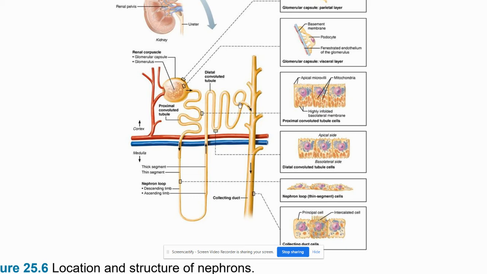And then this is going to go to the collecting duct. You can see the collecting duct has all these branches coming off of it. And each one of these branches would have a distal convoluted tubule attached to it. So it's actually going to be collecting urine from multiple nephrons.